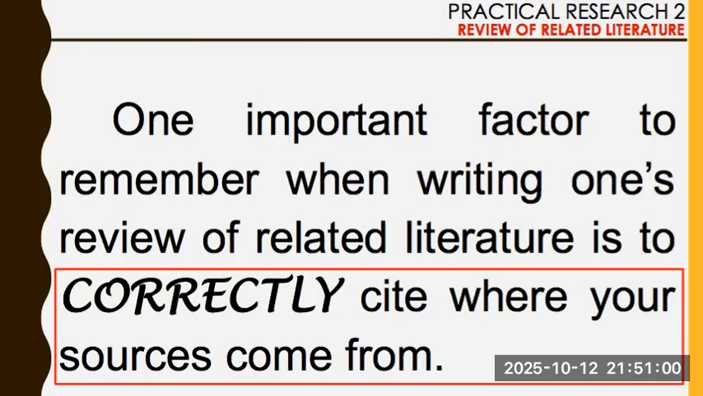Another important part of your RRL is the proper citation. Every time you use an idea, data, or words from another researcher, you must cite the source. This gives credit to the author, and we try to avoid plagiarism, which is copying someone else's work without permission. Citing also gives your research credibility. It shows that your study is supported by reliable information and helps readers trace where your information came from.